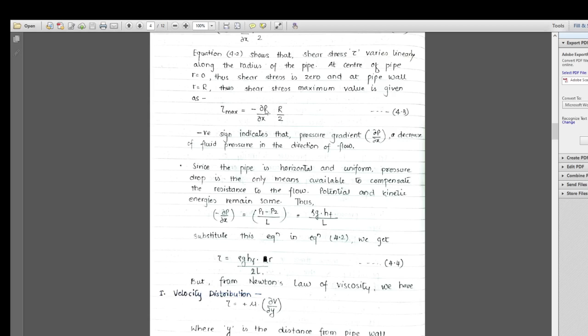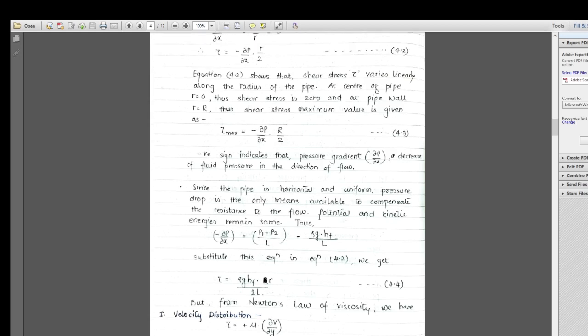Since the pipe is horizontal and uniform, the pressure drop is the only means available to compensate the resistance to the flow. So the potential and kinetic energies remain the same. So we can write minus delta P by delta X is equal to P1 minus P2 by L is equal to rho g into HF by L.